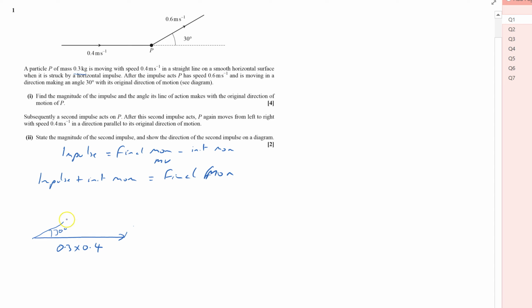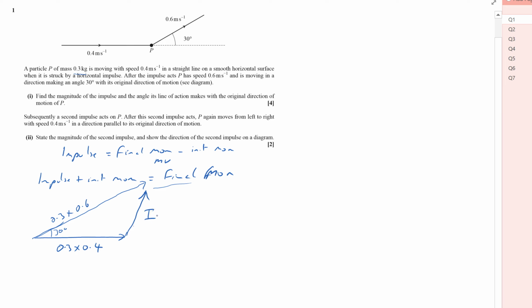So if I draw it 0.6, this means the momentum here will be mass, which is 0.3, times 0.6. And as you can see, 0.4 is here, 0.6 is going to be longer, so I'm going to make sure this goes longer than that, so I can do it a bit to scale. And that's the final momentum, that bit there. And so now the impulse must go here. So that will be my impulse.